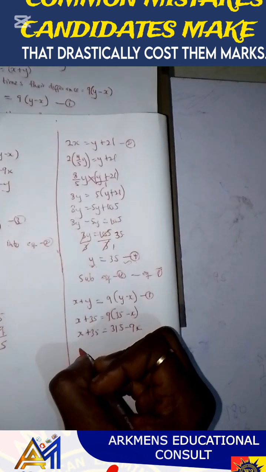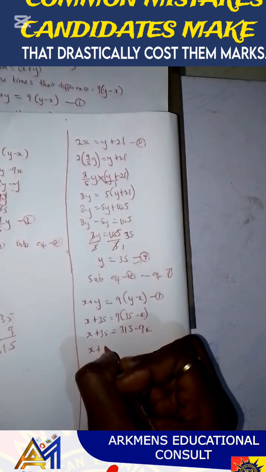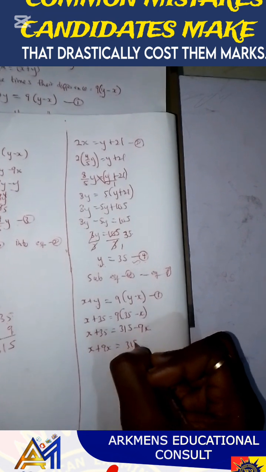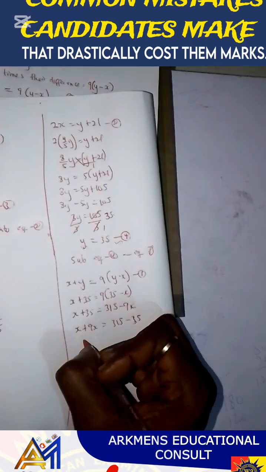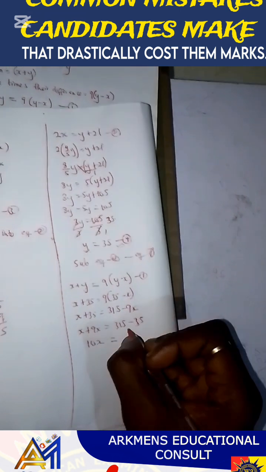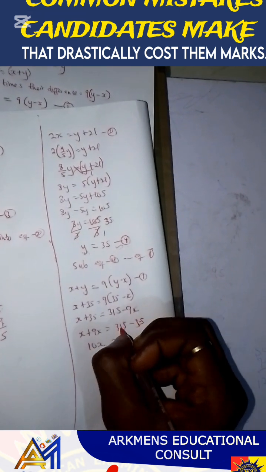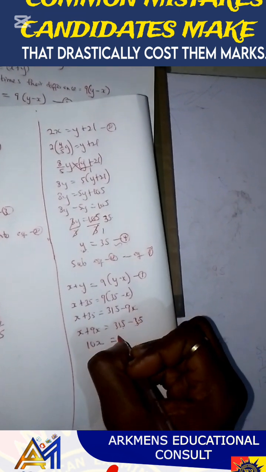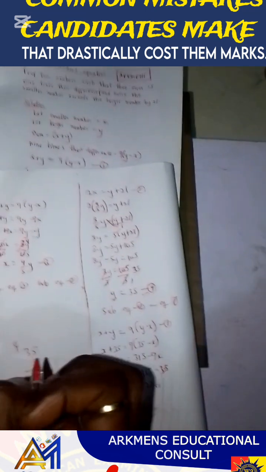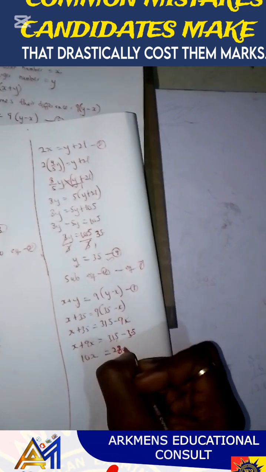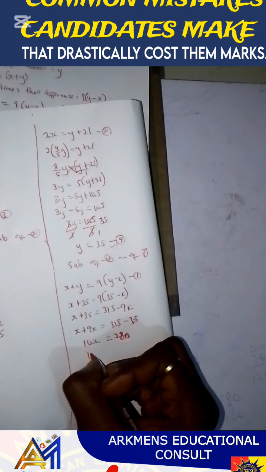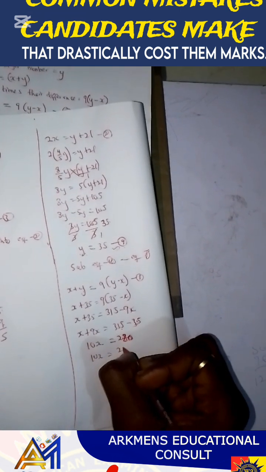So we group like terms. You're having x, then this one crossing becomes plus 9x is equal to 315. This one crossing becomes minus 35. So now we have here 10x is equal to 315 minus 35. You're going to take 35 away from 315, and you're going to get 280. So 10x is equal to 280.